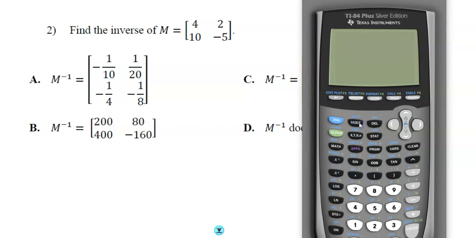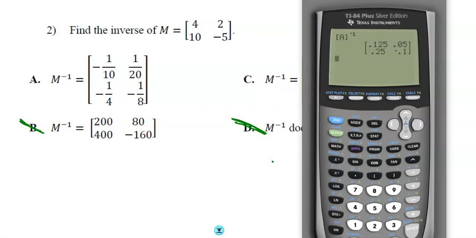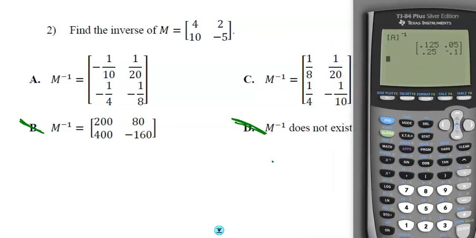Second mode, second quit, and then I'm going to go back in, plug in A, and look for the inverse button. The inverse button has that -1 attached. And those are my answers. Now it looks like they are all fractions, so it's not D, it's not these numbers, so now it's between A and C. So -1/10, or I have 1/8.